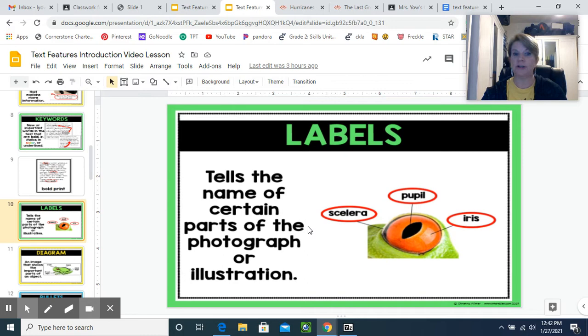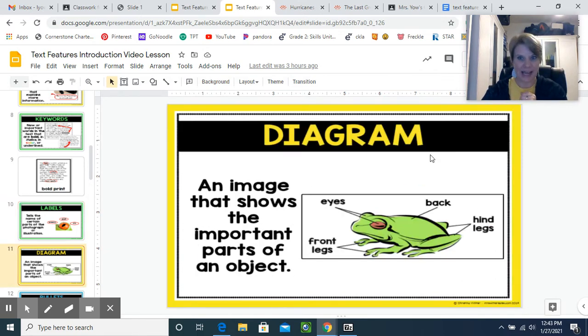All right, labels. Labels tell the name of certain parts of the photograph or an illustration. So for example, this is a frog's eye, and I can see that this orange part is the iris. The black part is the pupil. And I don't know if I'm going to say this right, but this part right here is called the sclera. I hope I said that right. I don't know my frog eye parts, so I apologize if I mispronounced that. But labels you will see sometimes in different photographs or illustrations on what we call, the next slide, a diagram.